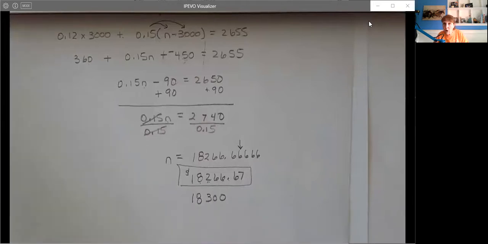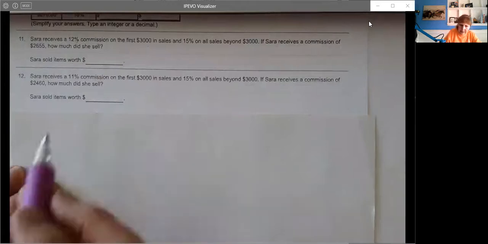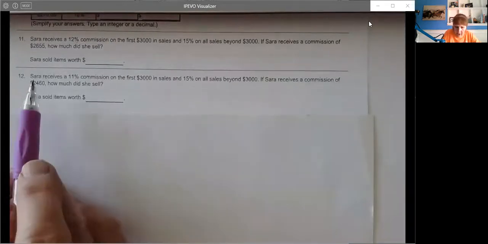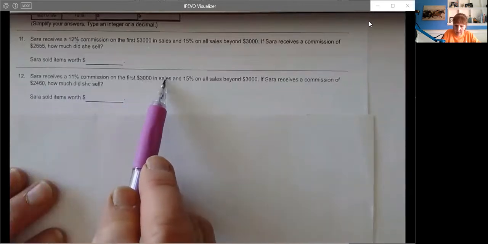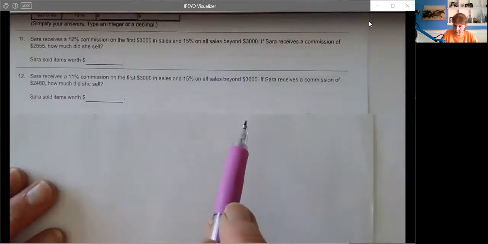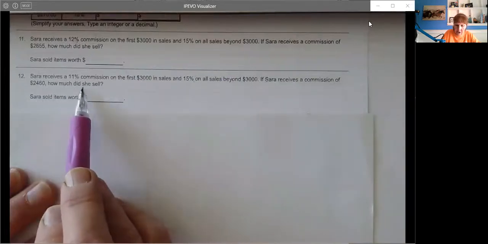So let's look at one more. Let's look at your other one, and then we'll be done. There aren't that many problems in this section. 12. Wow, that's awesome. I might get rid of a couple of them, so there may only be 10 in this one because I was looking at the first two and I'm not really sure I like them. All right, Sarah receives 11% commission on the first 3,000 in sales and 15% on sales beyond 3,000. So again, it's still the 3,000. If Sarah receives a commission of 2,460, how much did she sell?